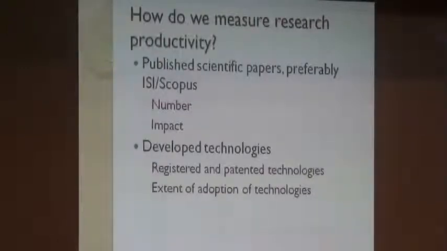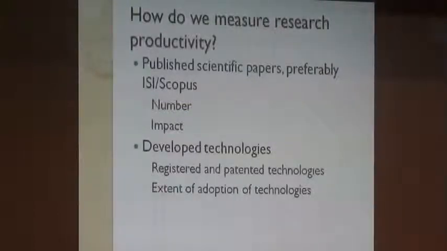Of course, publish scientific papers, preferably ISI, that means Institute for Scientific Information, or Thomson Reuters, accredited, and Scopus. We have to take note of the number, and then impact, no? The impact of the paper.